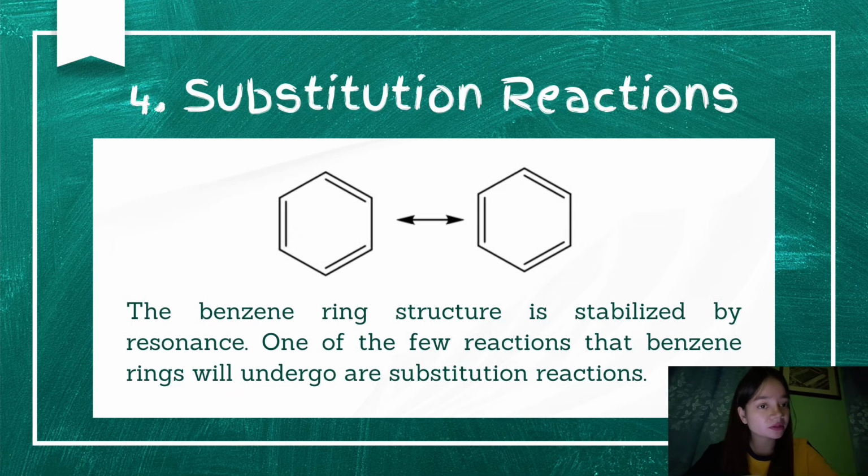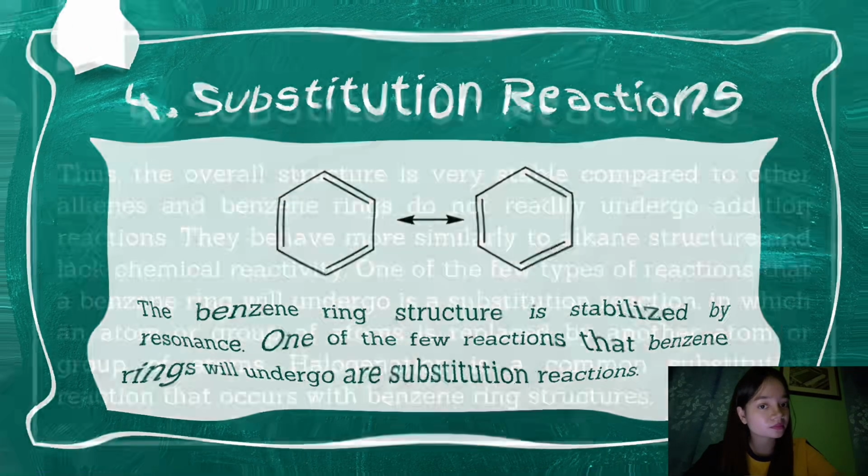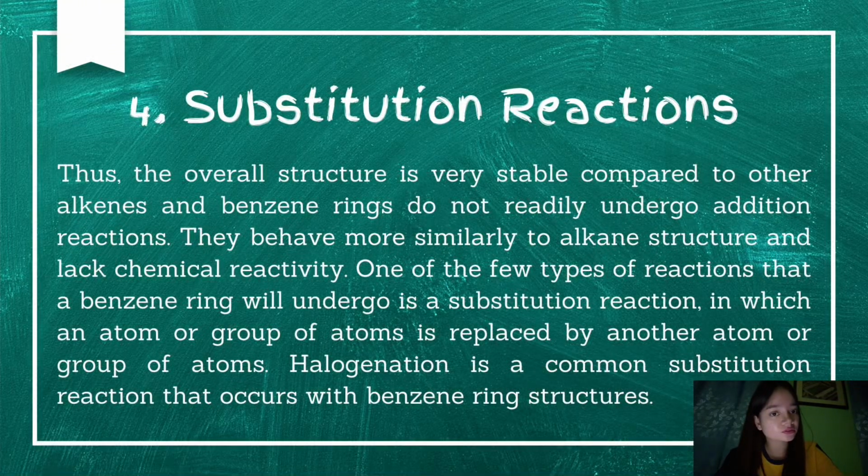Benzene is stabilized by resonance, which means its electrons are delocalized across the entire ring, unlike alkynes and alkenes, where electrons are localized in double or triple bonds. Benzene has a continuous overlap of p orbitals, forming a conjugated system. Thus, the overall structure is very stable compared to other alkenes, and benzene rings do not readily undergo addition reactions. They behave more similarly to alkane structure and lack chemical reactivity.